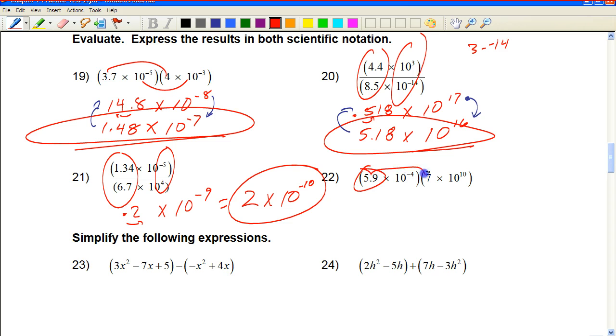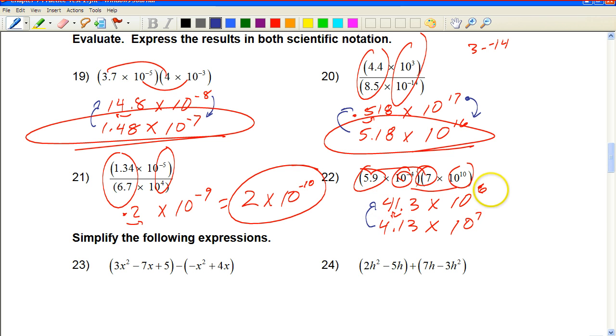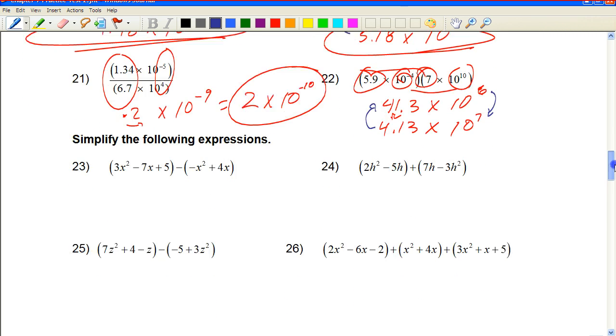Again, we're going to take 5.9 times 7 first. Then we're going to do these 2 to the 6th, and then we're going to move that once to the left, so it's 4.13 times 10. Since we moved it to the left, we want this to get bigger, or from here to here, we want it to get larger going backwards, so this to this has to get larger.